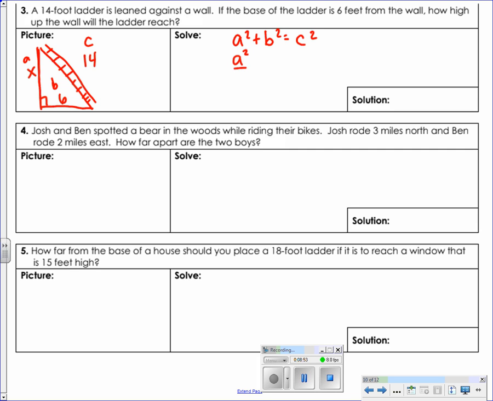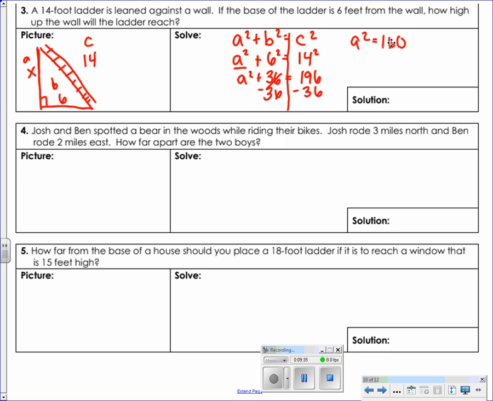I'm looking for one of my legs, so that's going to stay A. B is 6 squared. C squared is 14 squared. And now all I do is find these numbers. I do exactly like the equation tells me to. 6 squared is 36. 14 squared is 196. Now I'm solving for A squared, so I'm going to solve it like a regular equation. I'm going to subtract 36, and 196 minus 36 is equal to 160.